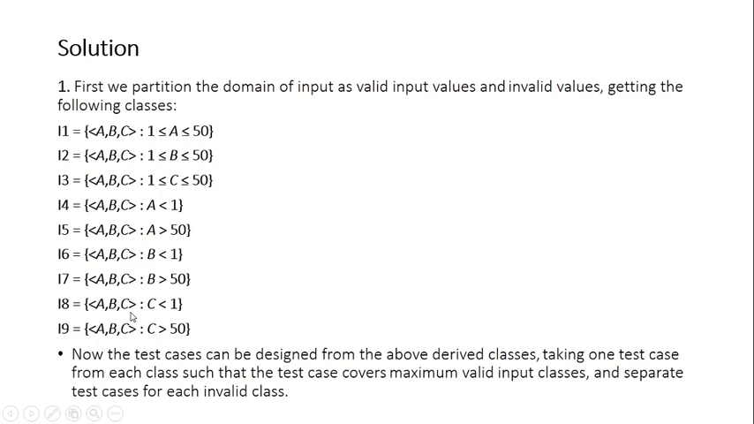Again for C, less than 1, greater than 50. So altogether we'll have 9 classes, in which we have 3 valid classes and 6 invalid classes. Now the test cases can be designed from the above derived classes, taking one test case from each class such that the test case covers maximum valid input classes and a separate test case for each invalid class. So this is the criteria that we need to follow.